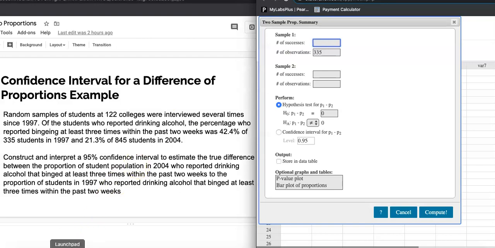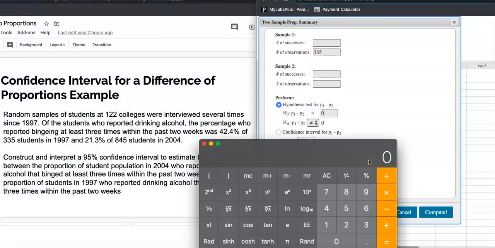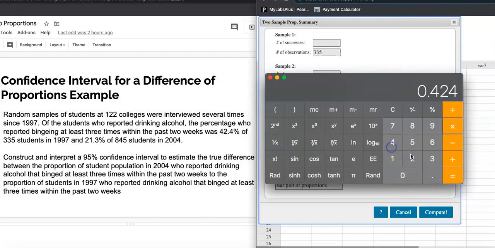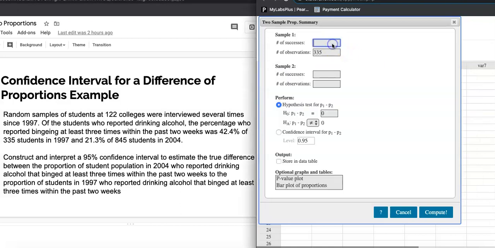So I'm going to go ahead and open up my little calculator. Okay, and then I will find out what is 335 times 0.424. What am I doing? I'm finding out 42.4% of 335 students. What I just found out is that about 142 students answered that they were binge drinking. So enter 142 for number of successes. They successfully binge drink. Okay. Now that's the data for sample 1, right?